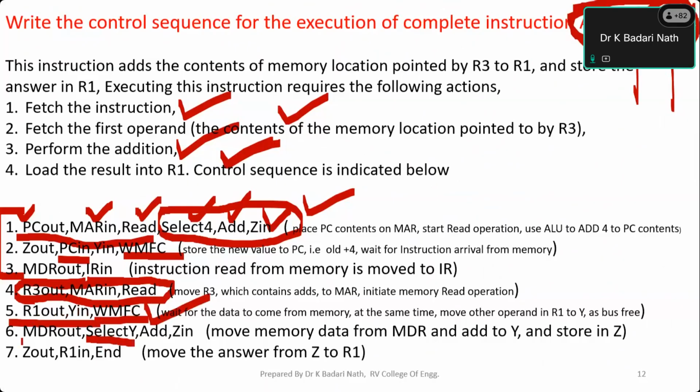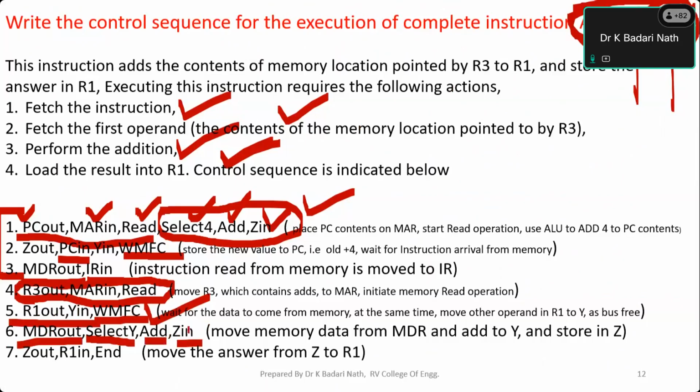Now the new data which has come from the memory location is there in the MDR register. I'll just open it up. Now through the MDR it comes to the other operand of the ALU. That means it comes to the bus and it's available as the other operand to the ALU. Now give the instruction add and then write into the ZIN. So in the sixth clock cycle, we completed the addition of R1 and the other operand which was there in the memory.